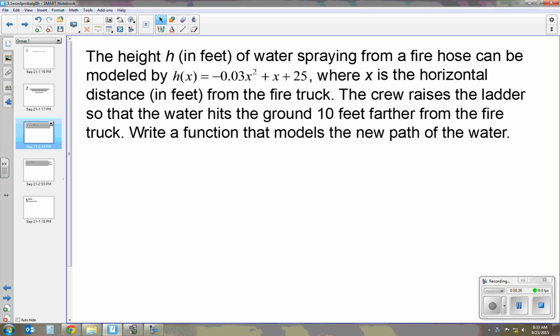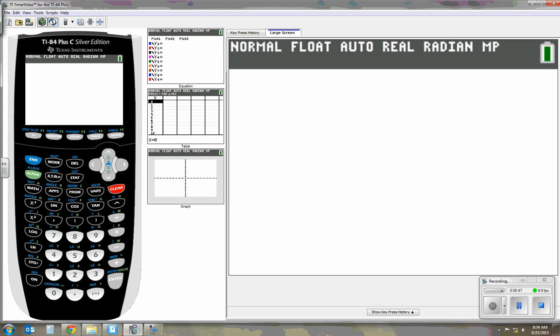The crew raises the ladder so the water hits the ground 10 feet farther from the fire truck. And you're going to write a function that models the new path of the water. So the first thing that we want to do is get our graphing calculator out and see where the water actually lands in the original function.